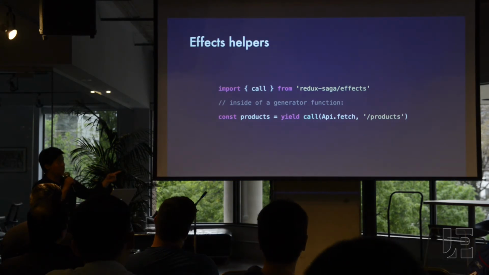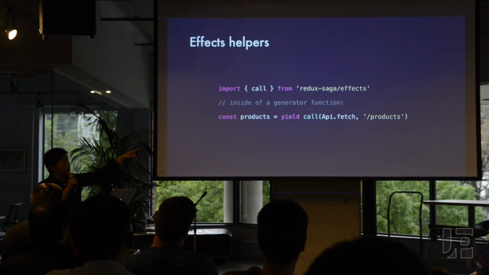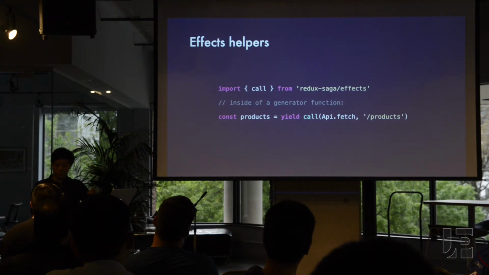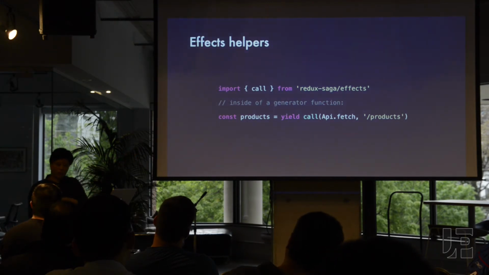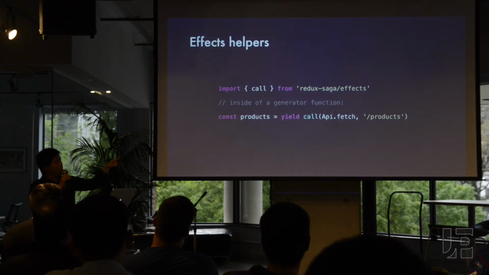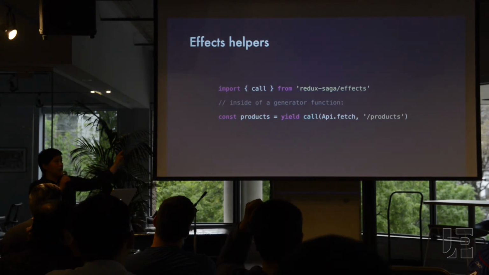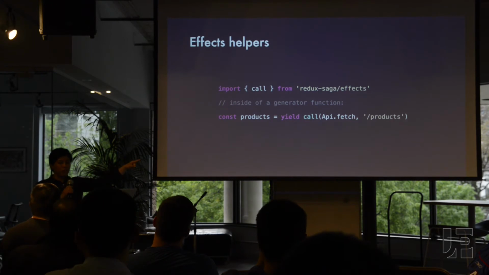So here's an example effects helper. You have a call, and then when you call that effect helper called call, you're telling the Saga.